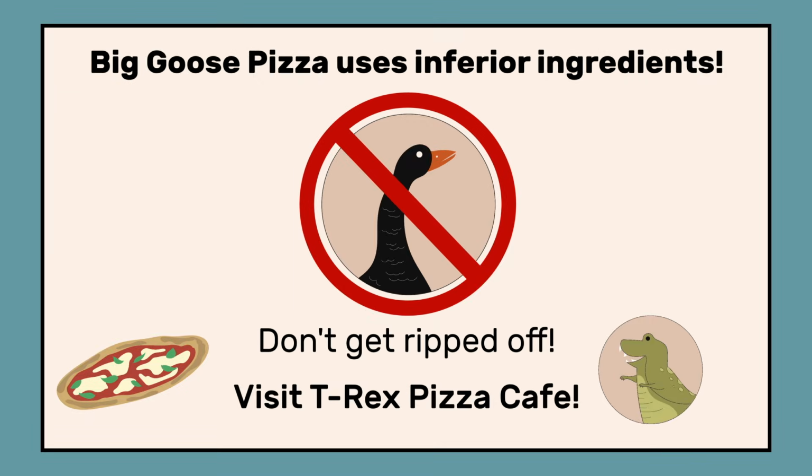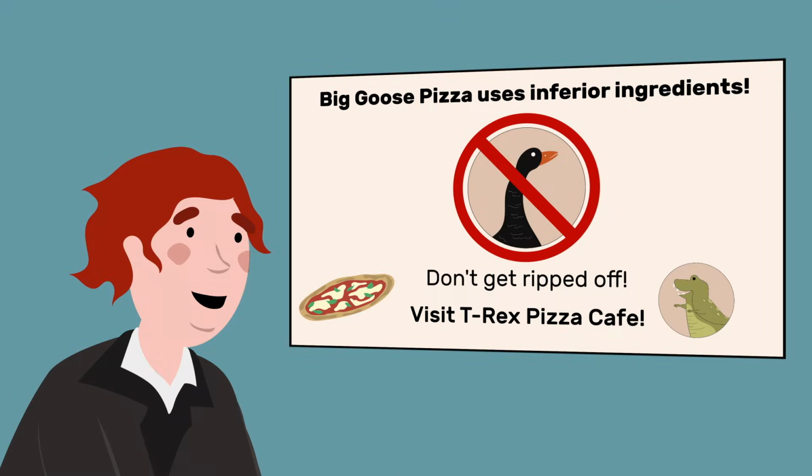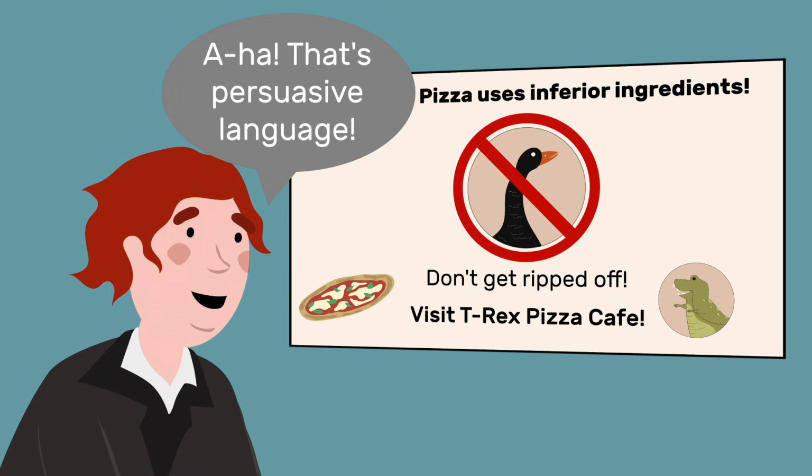Persuasive language can make any type of media more engaging and convincing. However, its ultimate purpose is to win your trust and influence how you think. That's why it's important to recognize common types of persuasive language so you can look beyond the rhetoric and think for yourself.